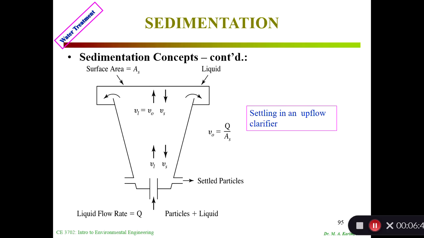So here is the scenario. This is the flowing velocity. These are the overflow velocities here. So V0 equals Q over surface area, whatever the surface area we have, for settling in an upflow clarifier. The clarifier could be horizontal. In this case, upflow means water coming from the bottom, settling somewhere on the side, and water going outside from the top.